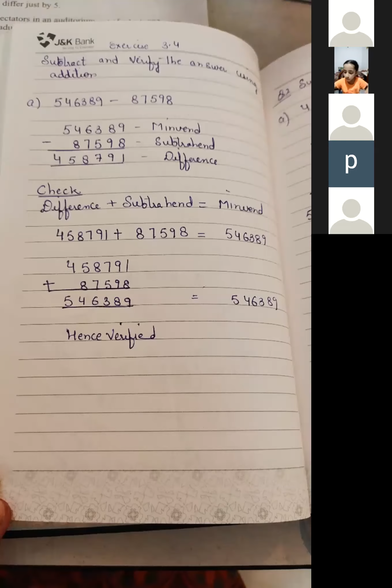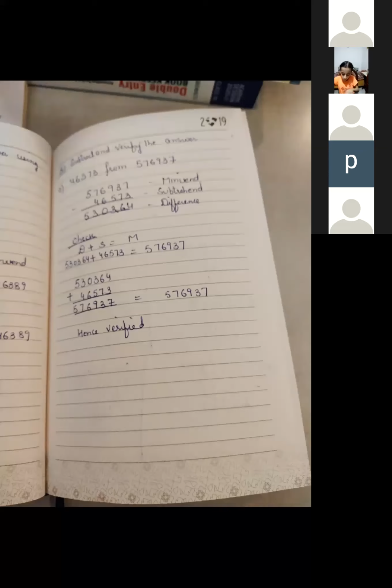Fine. Now, come to the first question. The other parts you have to try by yourself. Now, I'm going to share the second question with you. Now come to the second question. Look here. Subtract and verify the answer.